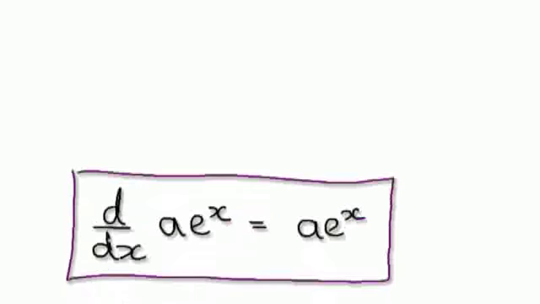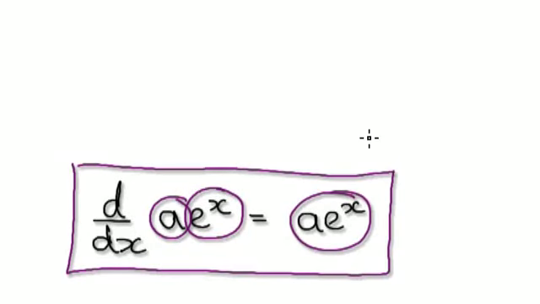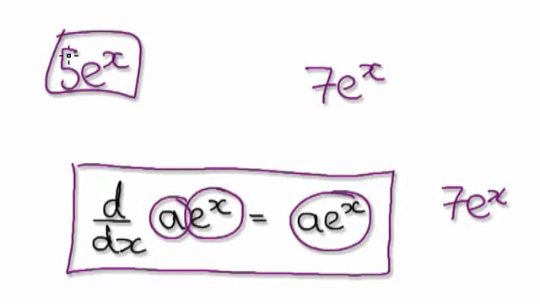In the previous video, we've seen that when you differentiate some sort of constant times e to the power of x, it really becomes itself. So, for example, 7e to the power of x. If you differentiate that, it will give you 7e to the power of x. If you have a constant, let's say 5e to the power of x, if you differentiate this, it will become 5e to the power of x.